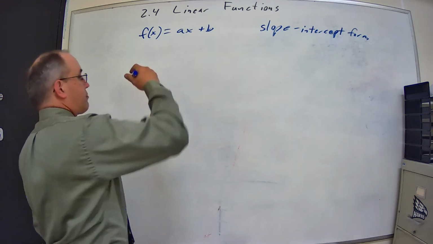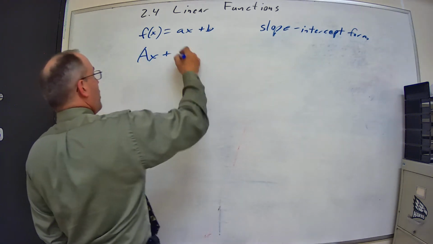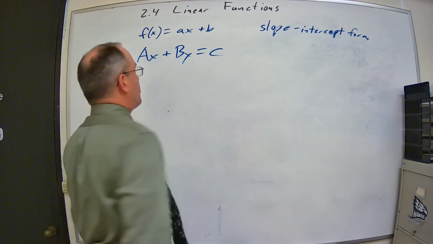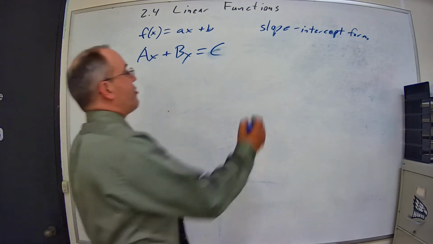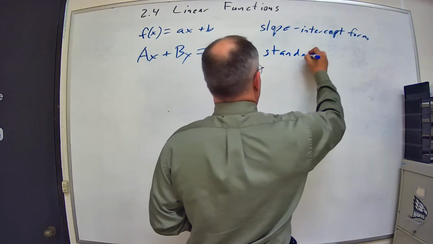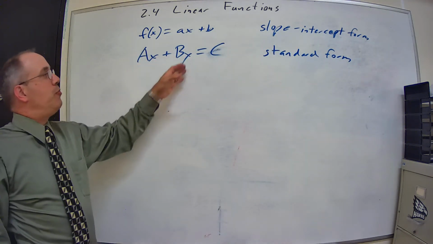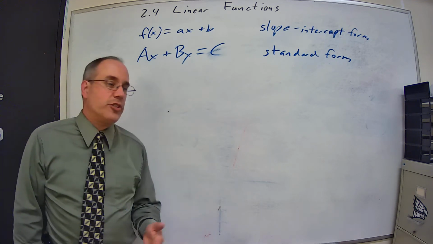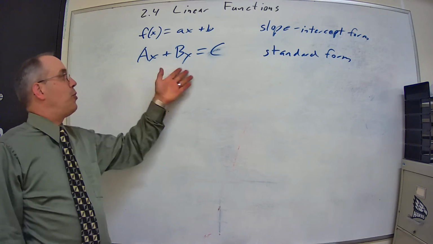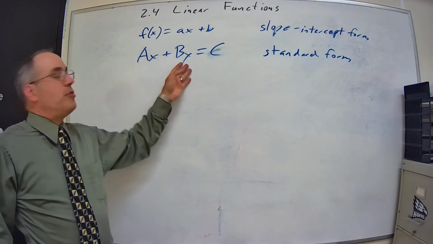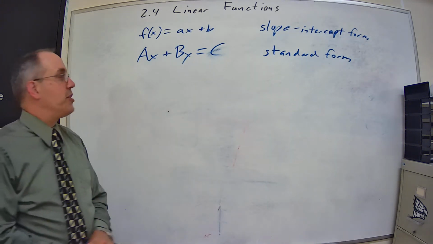Standard form is, and I just want to make sure that I'm using capital letters for this, so Ax plus By is equal to, oops, that should be a capital C. So this is called the standard form. Standard form, Ax plus By is equal to C. And this is a function in two variables, right, x and y. We could have a linear function in three variables, x, y, and z. And that would be Ax plus By plus Cz is equal to D in standard form.